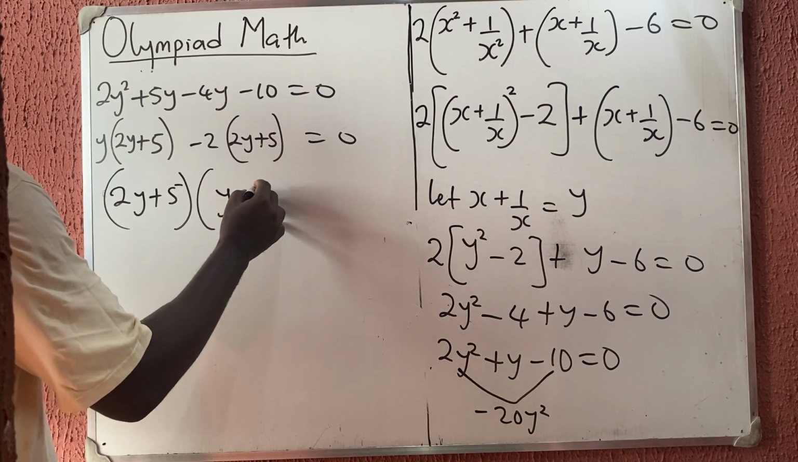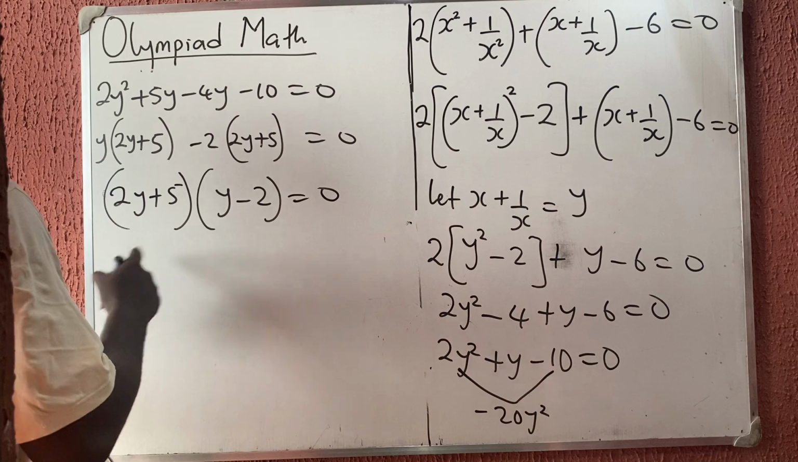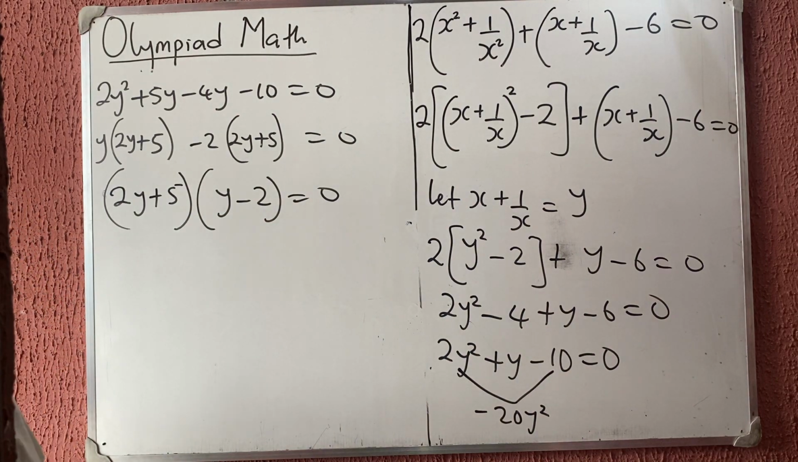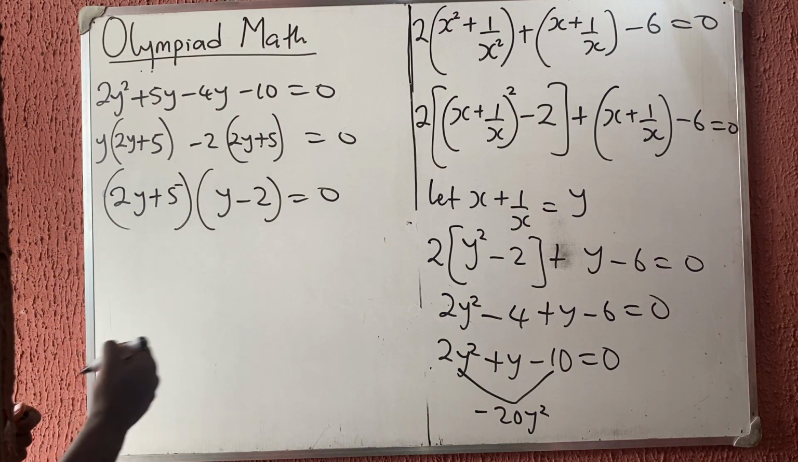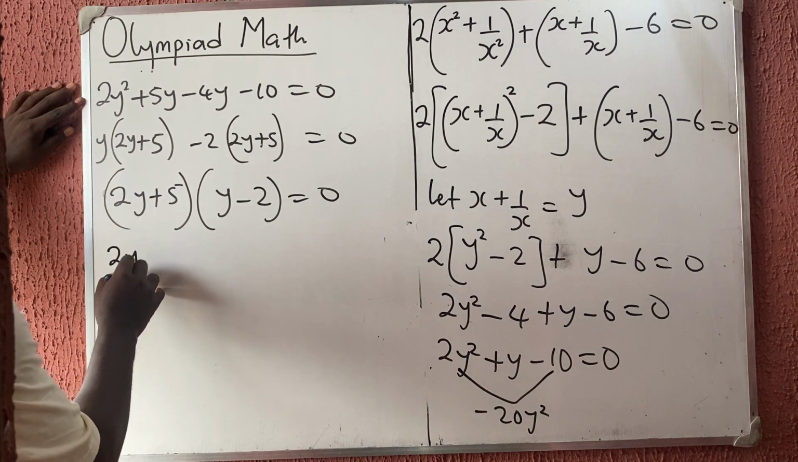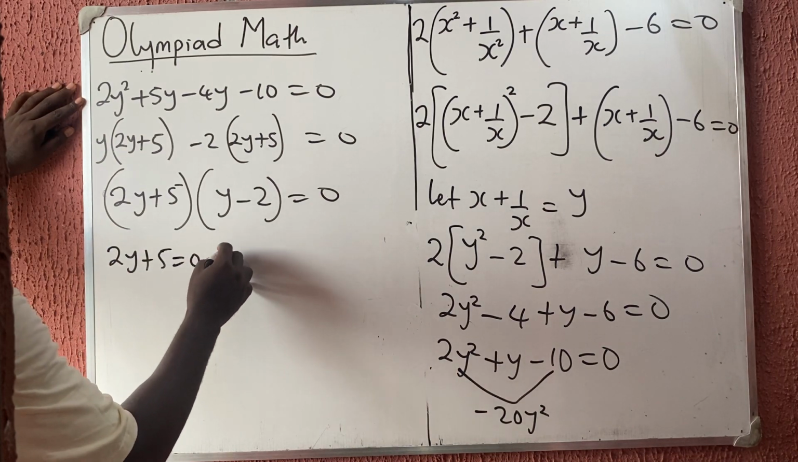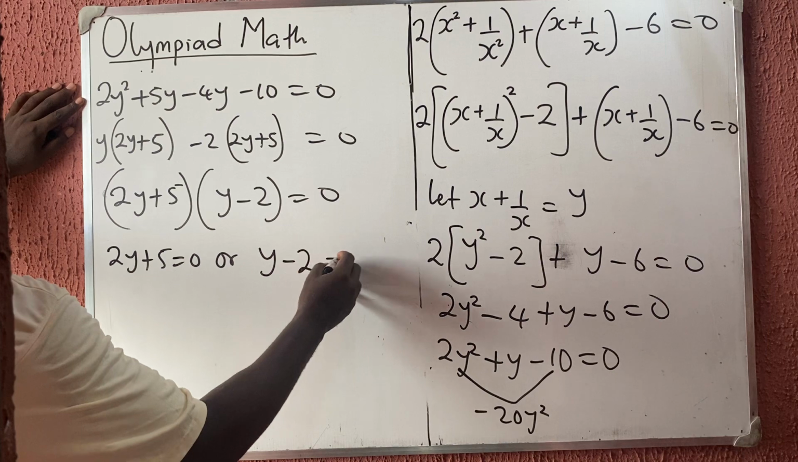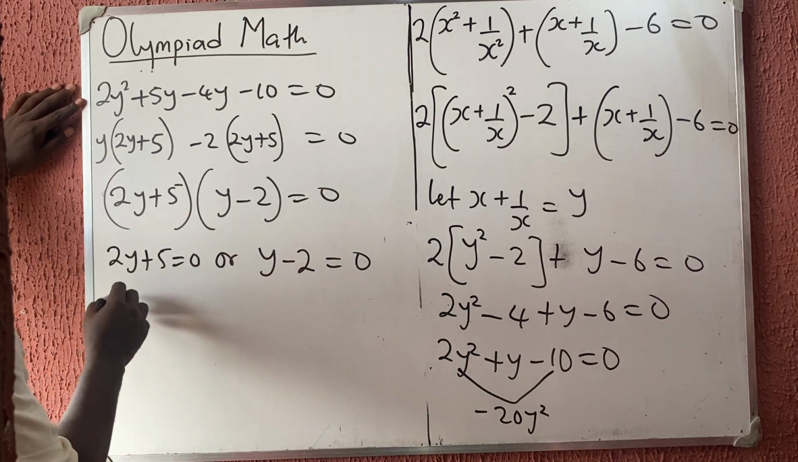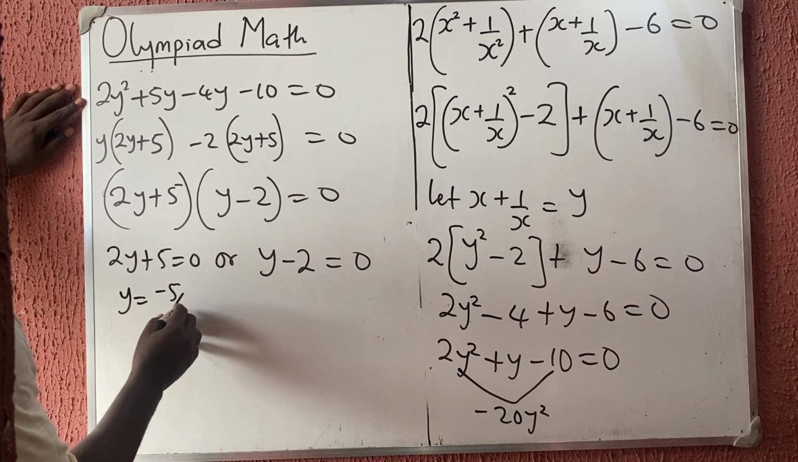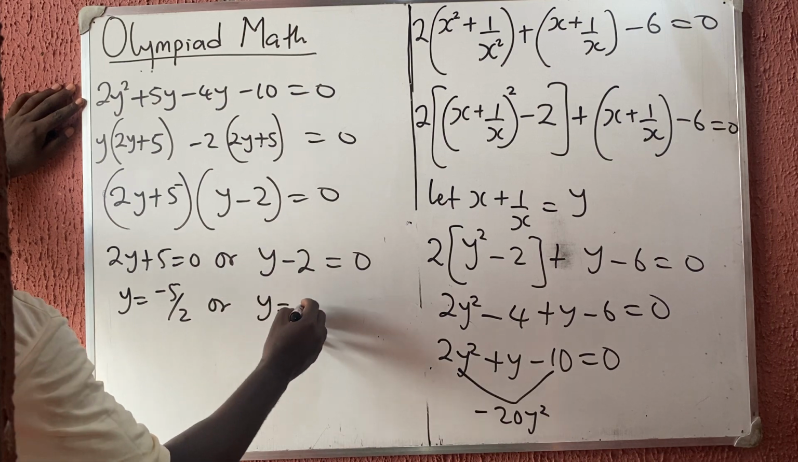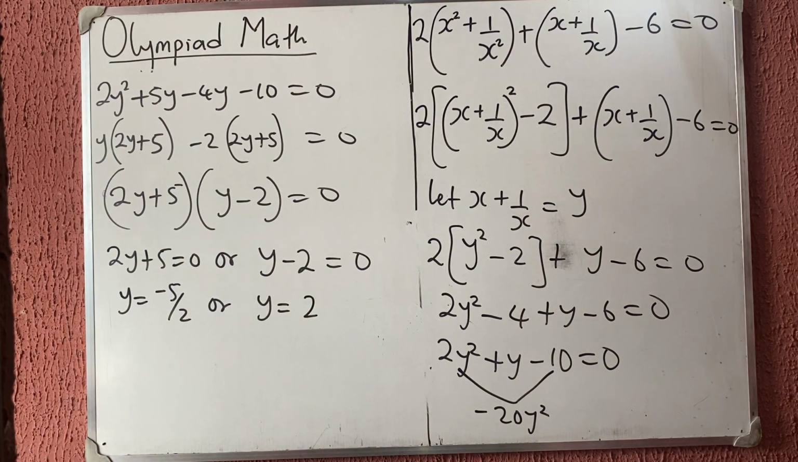And then I'm left with y minus 2 is equal to 0. When the product of two things is equal to 0, it means that automatically one of them must be 0. So I have that 2y plus 5 is equal to 0, or y minus 2 is equal to 0. So this shows that my y is minus 5 over 2, or my y is equal to 2.